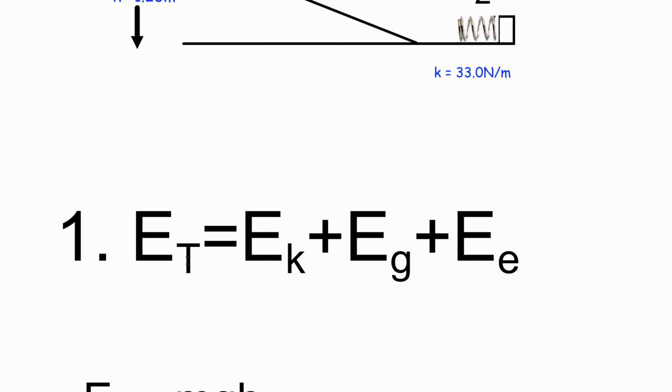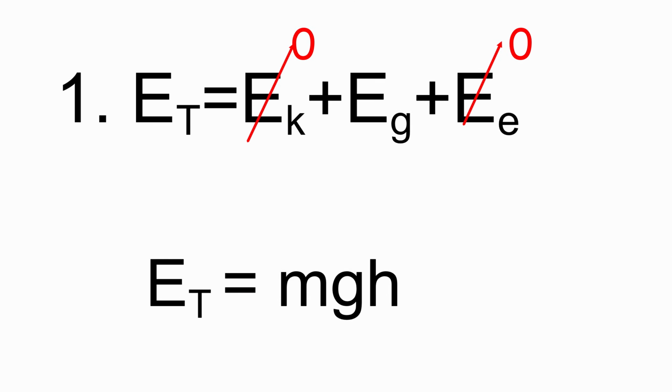We have ET, which is total mechanical energy. It's a combination of kinetic energy, energy of motion, EG, which is gravitational potential energy, and EE, which is elastic potential energy. So at number 1, the car is at rest, so there is no kinetic energy, and there is no elastic potential energy. So we're just going to say that that's a 0, and this is also a 0. So the only energy that we have to deal with is gravitational potential energy. And the equation for gravitational potential energy is mass times gravity times height.